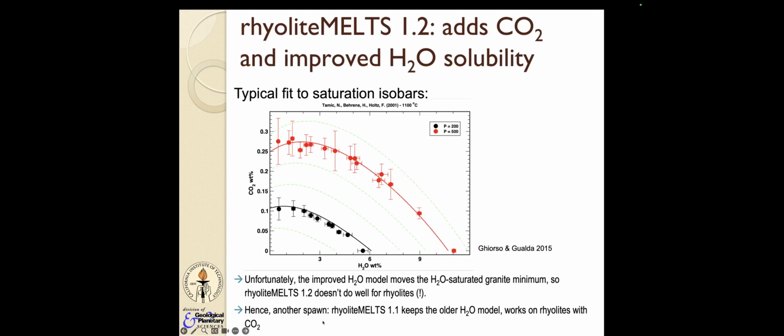And the result of that is that the model spawned new versions again. Rhyolite-MELTS 1.1 includes CO2, but it keeps the older water mixing parameters. So it works well on rhyolites that are CO2 bearing. But to have the best degassing predictions in CO2 bearing systems where you don't have to worry about quartz saturation in the granite minimum, you want to use Rhyolite-MELTS 1.2. So that's the reason that there are the 4 different versions of the model that are supported and are in common use.